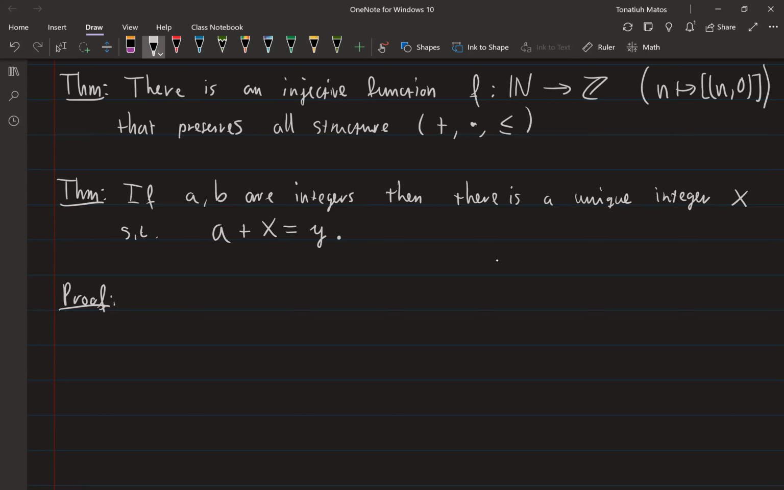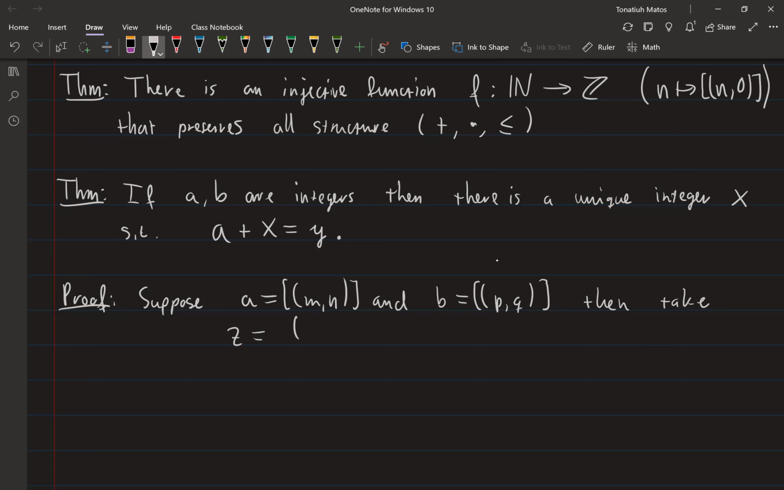So let me think about this. Suppose, let's pick representatives for this. And we can do that because we know everything's compatible with the representatives. Suppose that this must be true because by definition these are integers. Sorry, I should probably add this class right here, right? And again, p, q, right? Then take z. The solution is just the difference, right?